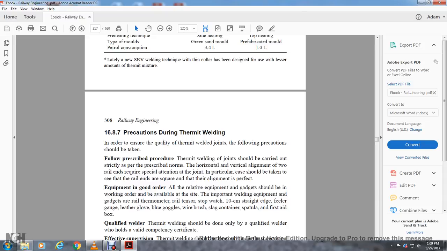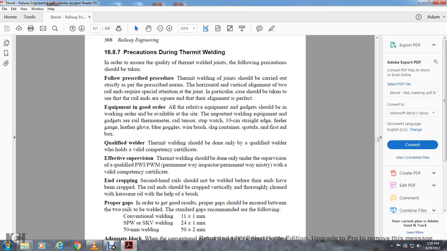Tools required: the rail thermometer, the rail tensor, stopwatch, 10 centimeter straight edge, feeler gauge, leather gloves, blue goggles, and wire brush with the slag container, special first aid box, or qualified welder.